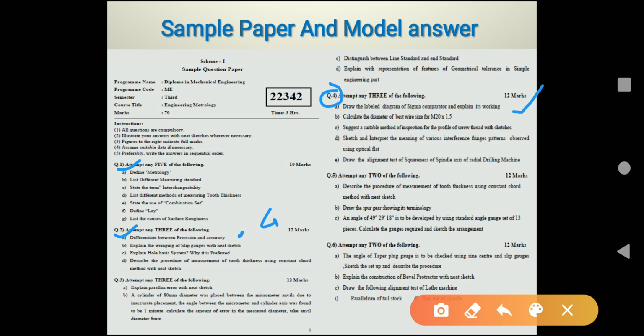Then fifth and sixth question, attempt any 2. So here one question will be asked for 6 marks. In that you should write the proper working principle, advantage, disadvantage, application and its working diagram.